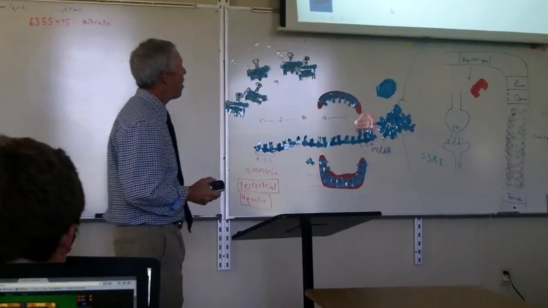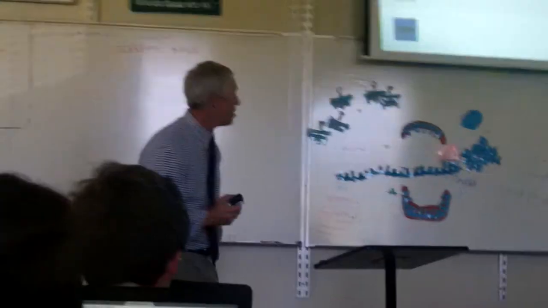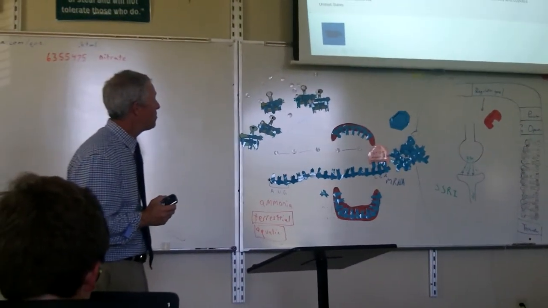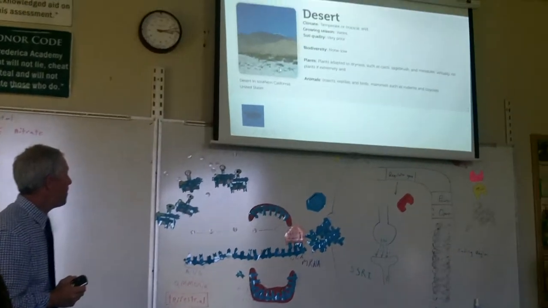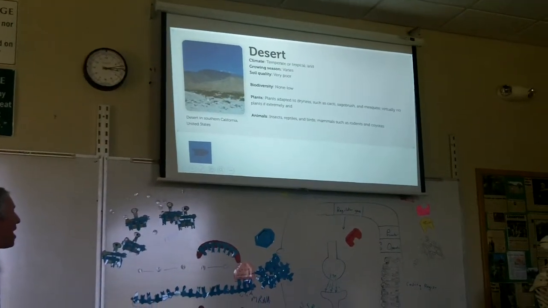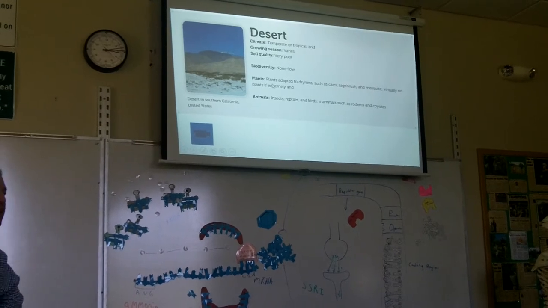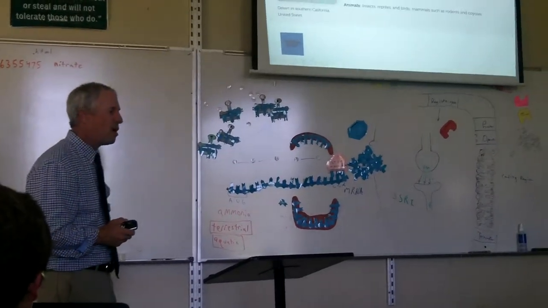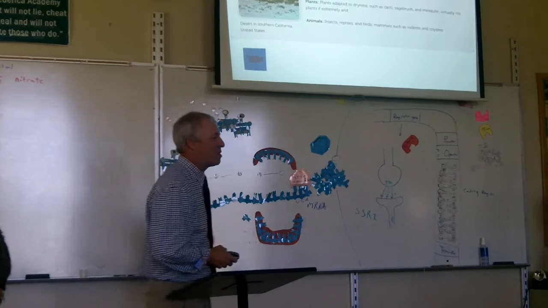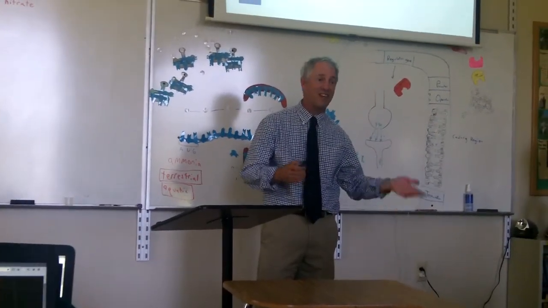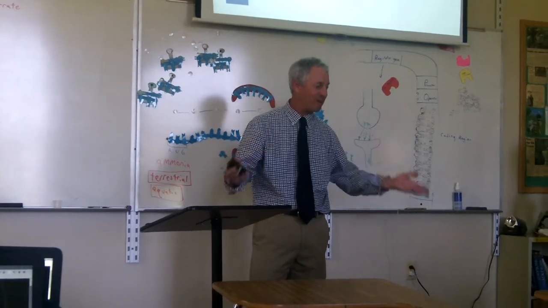Now, the driest of all, the most arid, is the desert. Very little rainfall in the desert. You do have some plants, some cactuses and that sort of thing, but they're all adapted to the dry conditions. A lot of them are called dry deciduous. They drop their leaves when it gets too hot, instead of when the winter comes around.